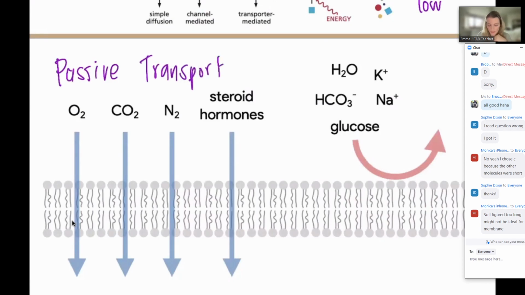So you can see O2, CO2, and N2, those are all going to be gases. And then steroid hormones, they're able to make it through. They don't usually make it through; most of the time, they actually hang out within the cell membrane, and that's how they then run their signal transduction cascade. But typically, most of the hormones are non-polar, so they kind of slide through.